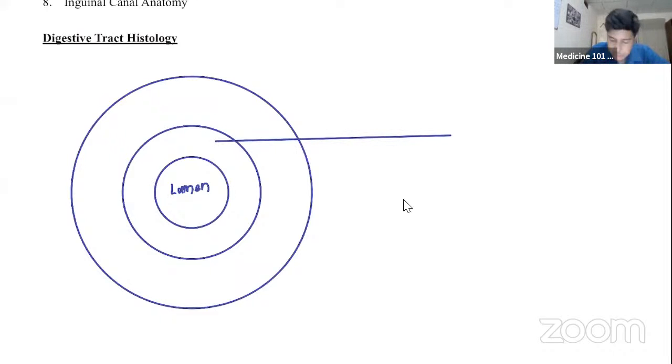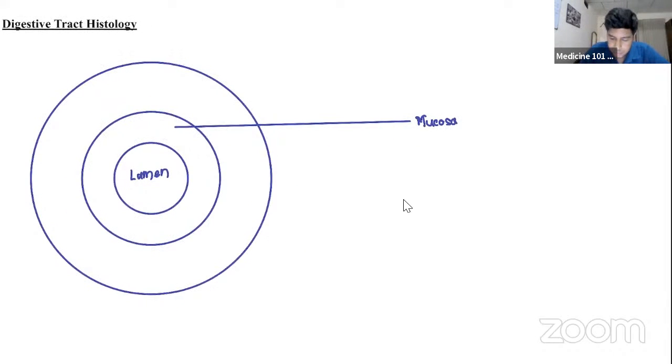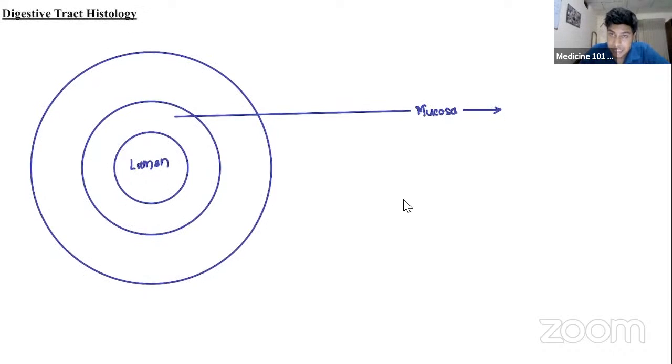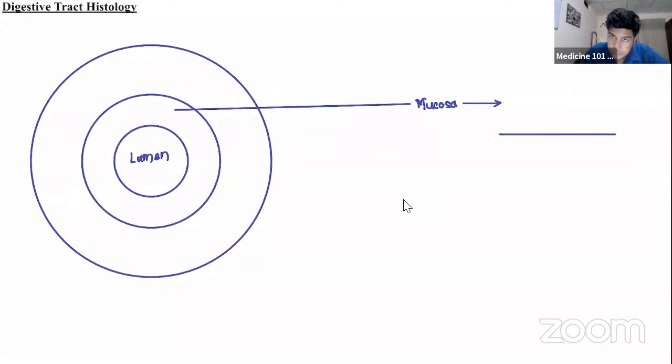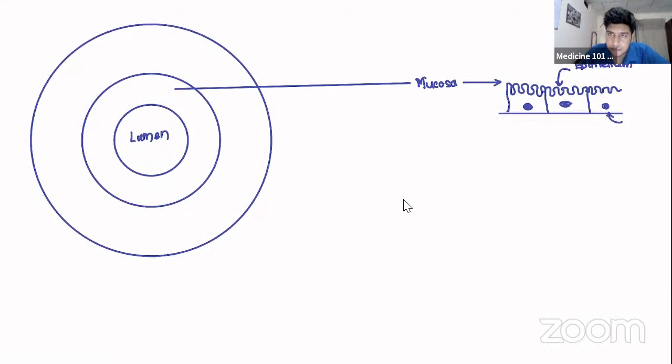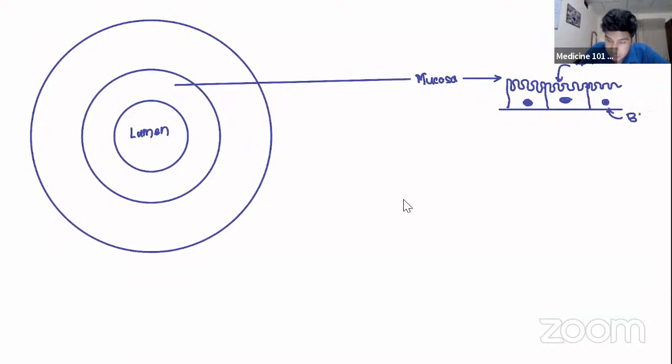Can someone tell me the layers of the mucosa? What are the layers of the mucosa? Outermost should be epithelium. What is below that? Lamina propria. Yes. So this is the epithelium. And what do you call the structure that these cells stand on? Basement membrane. And then below this, we have a connective tissue layer.